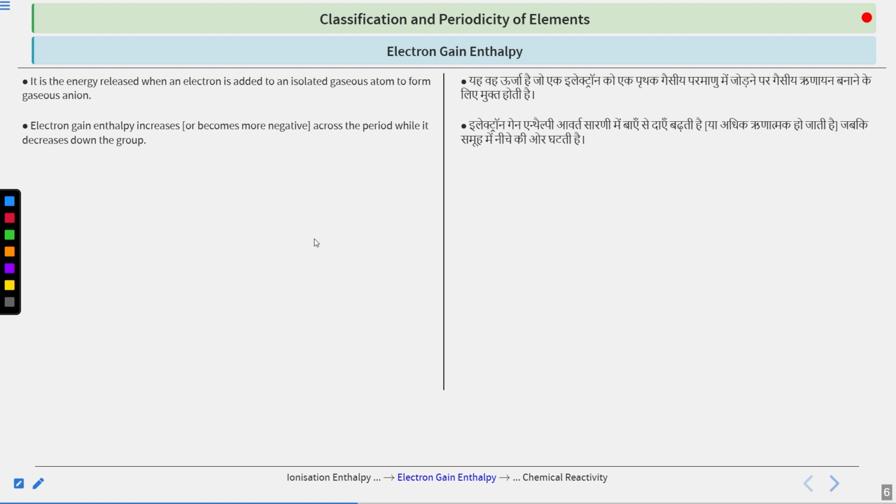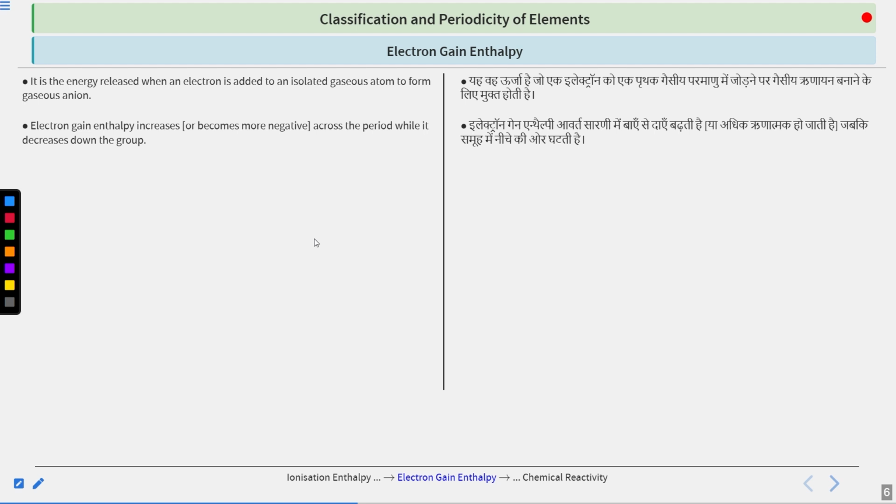The result will be that the electron will be added more easily, because the nucleus will have a greater effective force on that electron, and therefore it will result in a more negative value, or increased electron gain enthalpy. It means the electron gain enthalpy magnitude is decreasing, right? But since it has a negative sign against it, it is becoming more and more negative, or it is increasing in a way.